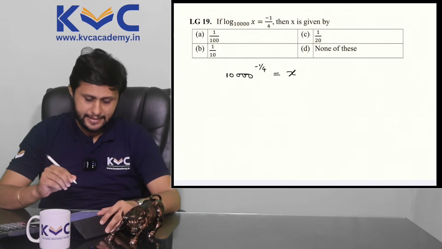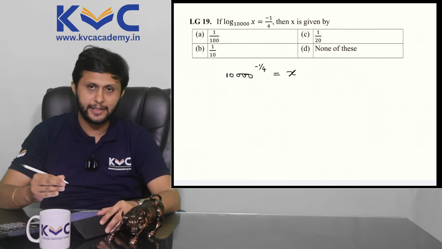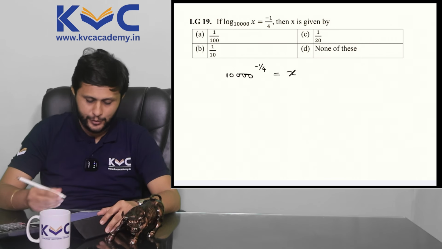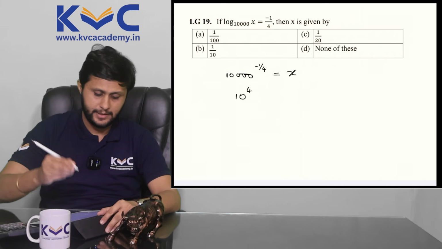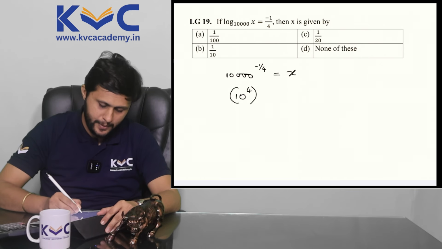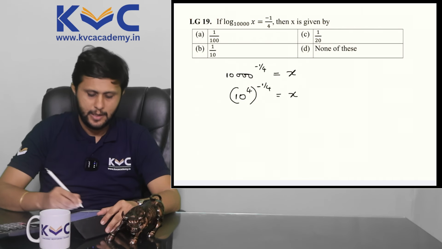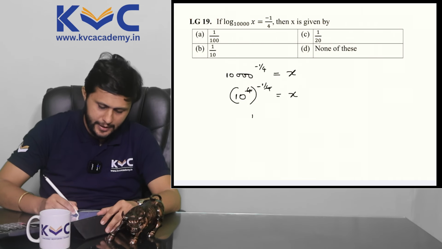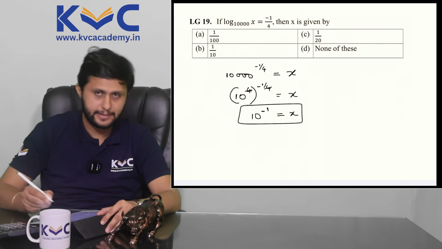Okay, we'll not take reciprocal. What we'll do is this 10,000, we'll write it as something to the power 4. We have 4 zeros, so it is 10 to the power 4. You can just check in the calculator. 10 to the power 4 is 10,000. Raised to the power minus 1 by 4 as it is equal to x. 4 and 4 goes off. 10 to the power minus 1 is equal to x.